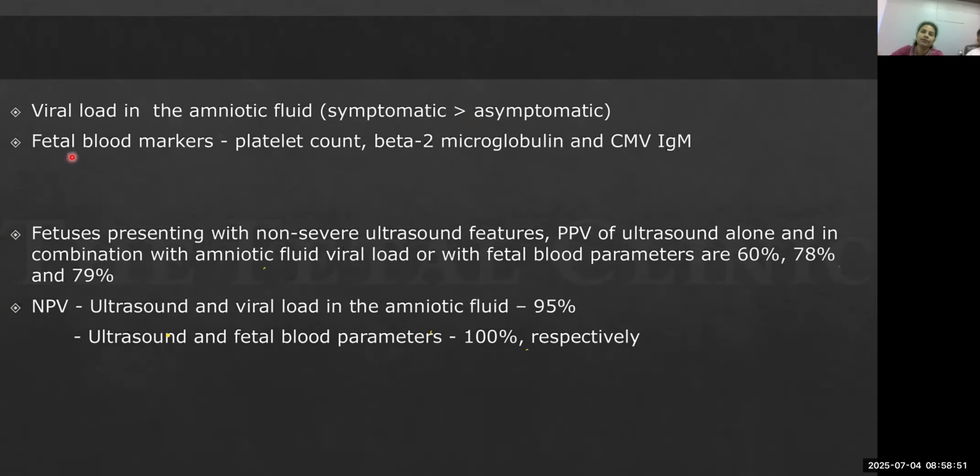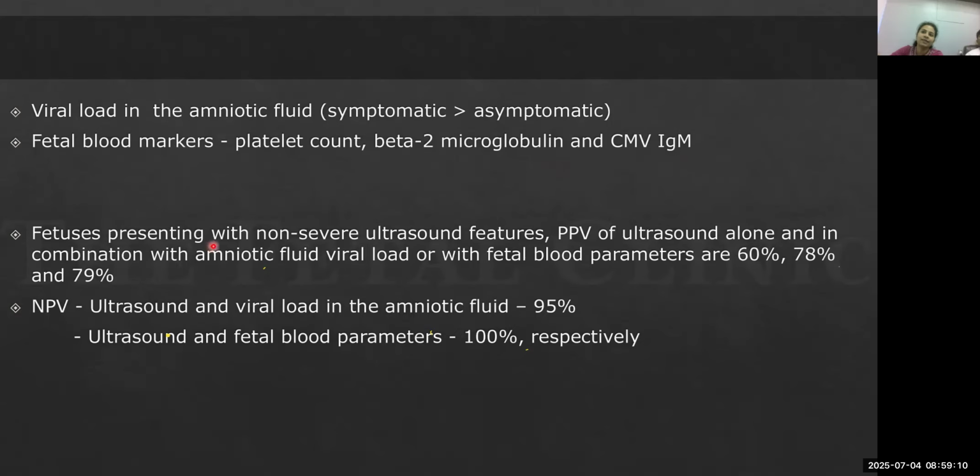And recently, some fetal blood markers from the fetal cord sample have been tried, where we look at the platelet count because it causes some amount of thrombocytopenia, beta-2 microglobulin, and CMV IgM for the fetus. So these are also being used for prognosis.